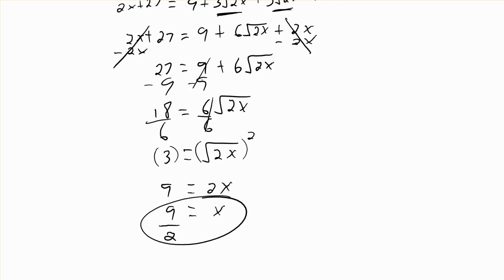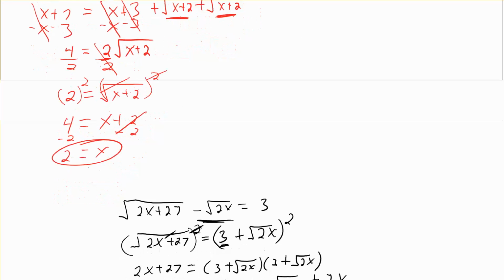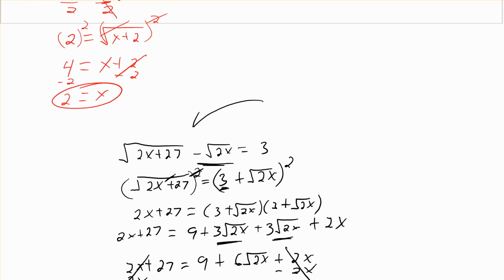And if you plug 9 over 2 back into your original equation, back into this one, you should end up with 3 on both sides of the equation. If I had 9 over 2 in there, we should end up with 3 because 3 is on the right side of the equation. So go ahead and try that if you want.